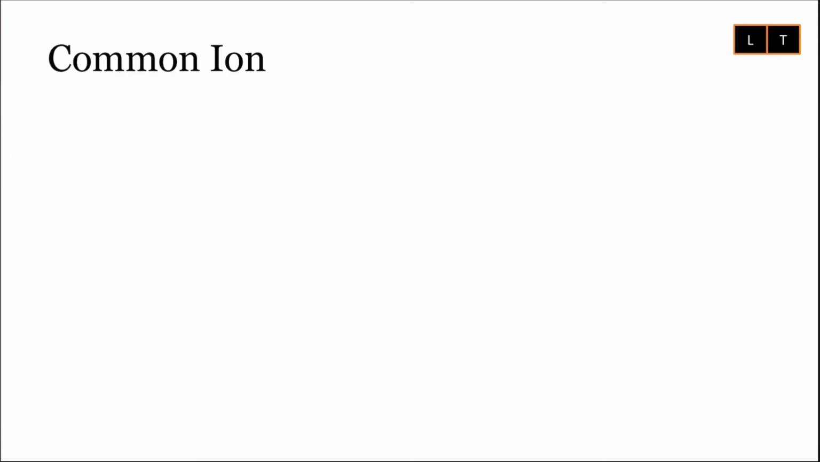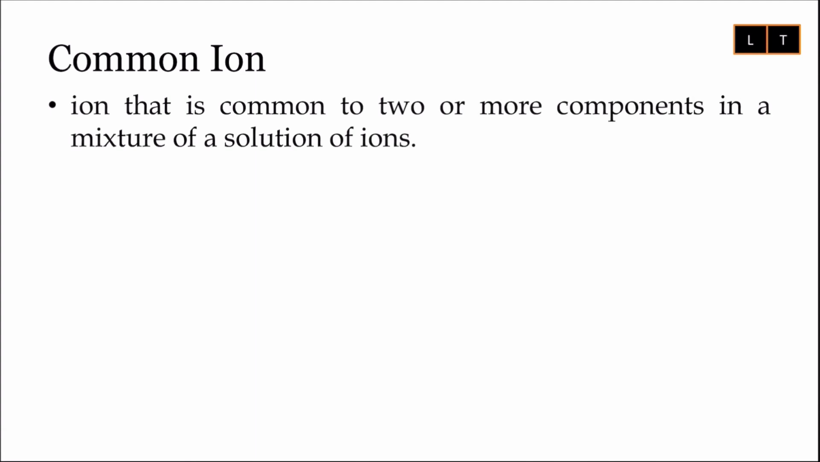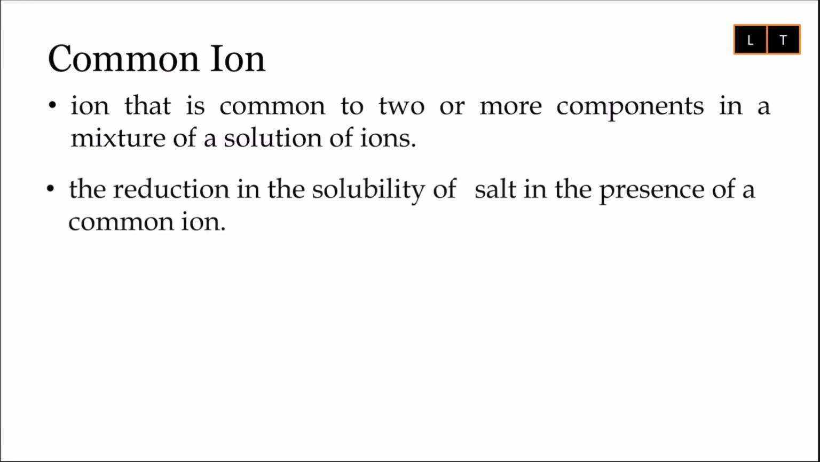Now we go for the common ion. Common ion adalah ion that is identical to two or more components in the mixture of solution. Sebab tu dia guna perkataan common. And then kebiasaannya kita agak gunakan antara salt dengan precipitate yang akan terhasil dalam phase solid. Seterusnya, common ion juga akan reduce the solubility. So macam mana contoh dia?